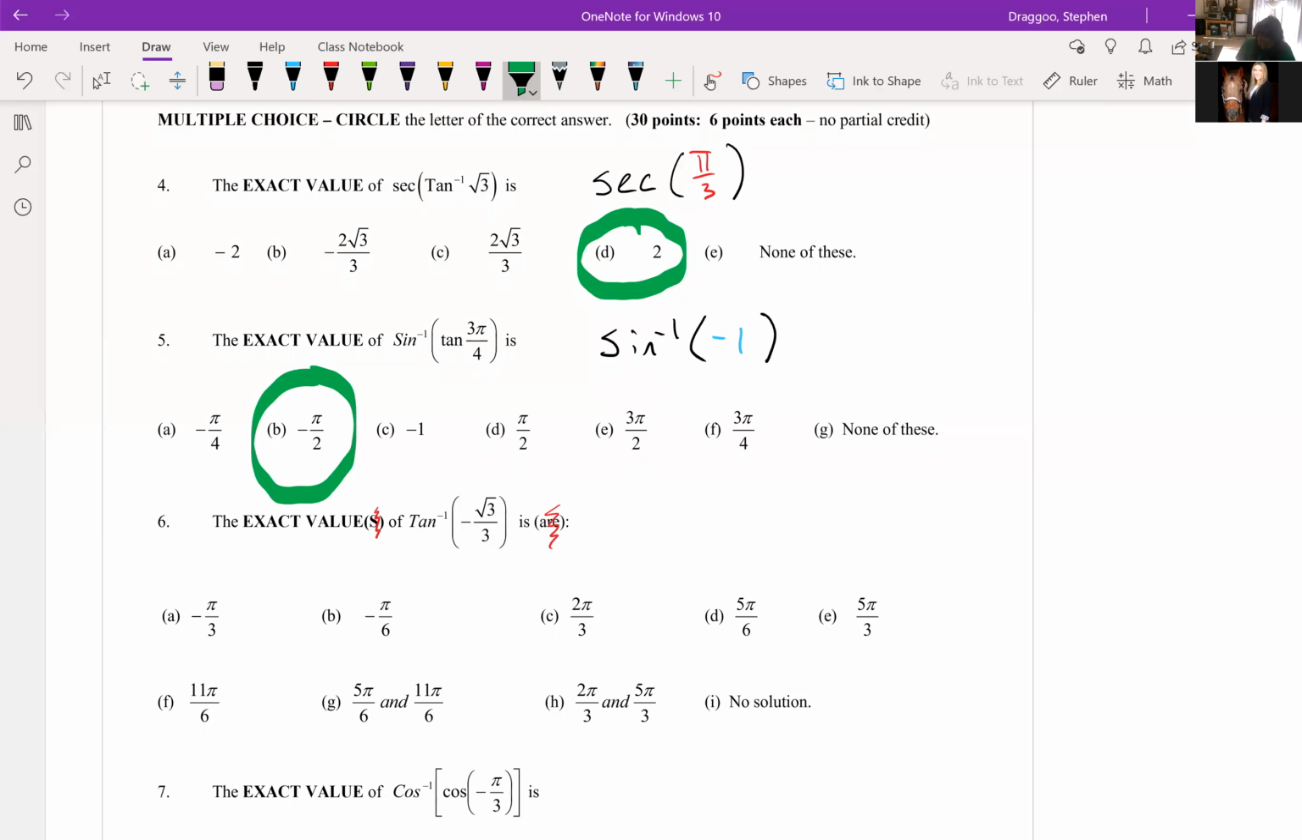The tangent inverse of -√3 over 3 is going to be -pi over 6. Right? We have to go to that 4th quadrant to get our answer. And √3 over 3 is one of the pi over 6 answers. So -pi over 6.